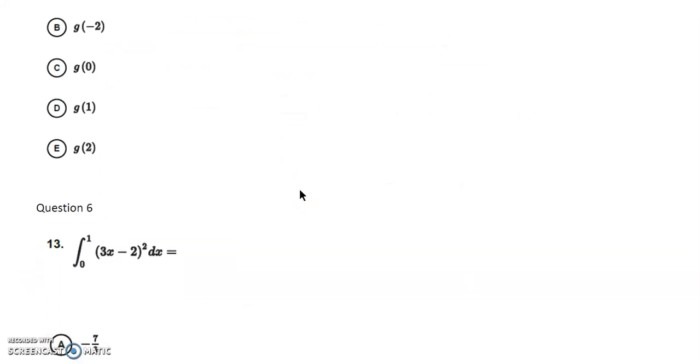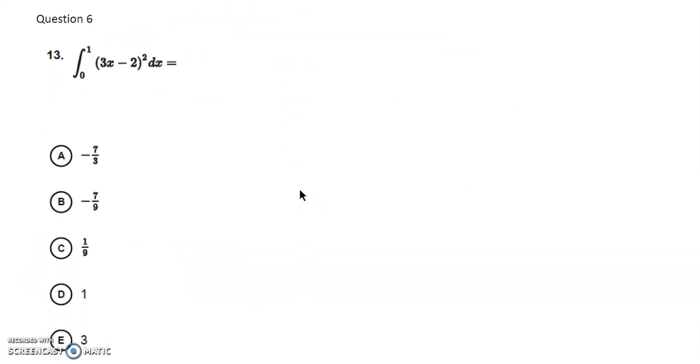Next one. All right, I'm going to give you a little hint with this one because there's an easy way and a complicated way. The complicated way would be to use u sub. The easy way is to FOIL this thing, right? You know how to FOIL. And then integrate individually using power rule. It's a definite integral, so make sure you get those bounds. All right, go ahead, pause and do it.